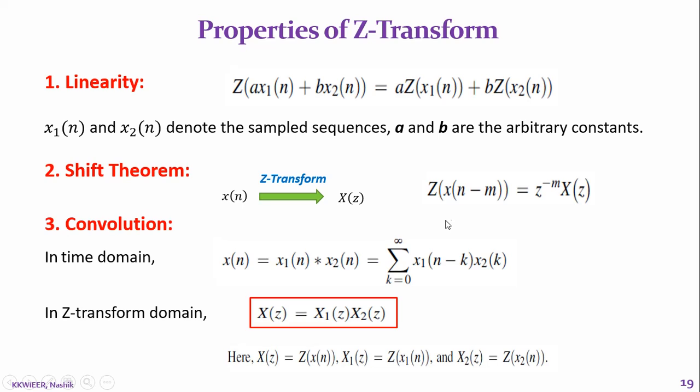Similarly, the shifting theorem: Z transform of x of n minus m will obviously be z raised to minus m times X of z. And the convolution property: X of z will be given as X1 of z into X2 of z, where x1 of n and x2 of n are convolved with each other in the time domain.